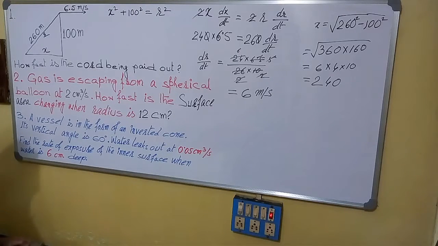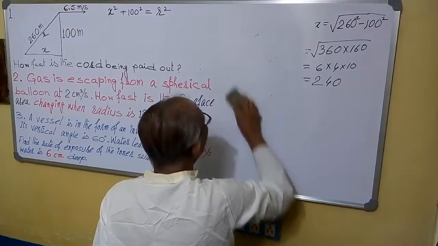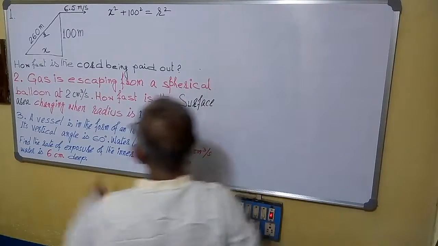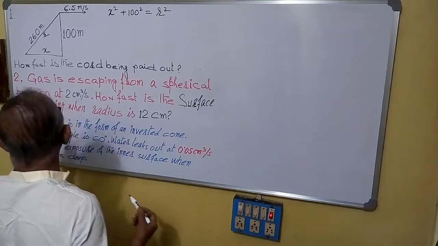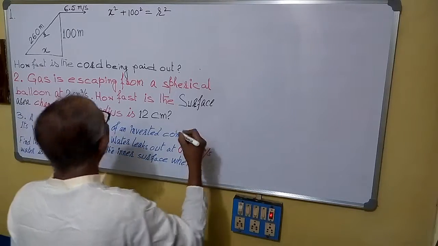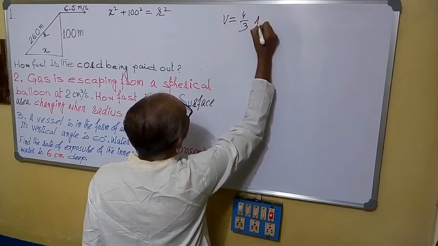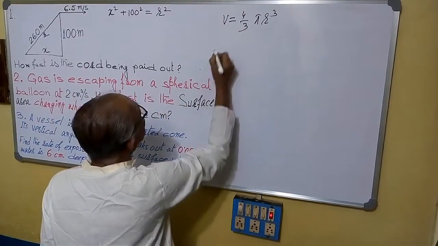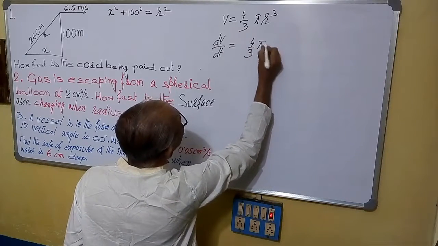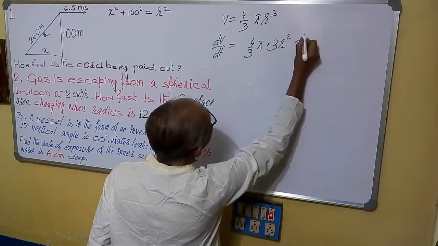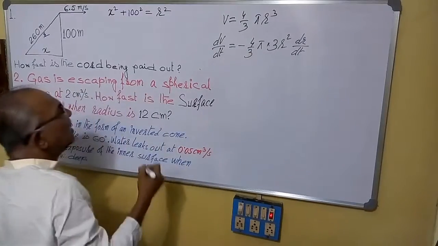Now see the second sum. It is given that a gas is escaping from a spherical balloon at the rate of 2 cm cube per second. How fast is the surface area changing when radius is 12 cm? Since it is a spherical balloon, we know V equals 4 by 3 pi r cube. Now dV/dt equals 4 by 3 pi into 3 r square dr/dt. Since gas is escaping, we will put dV/dt negative.